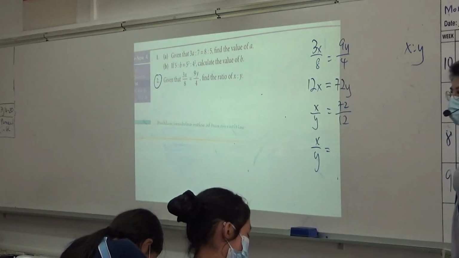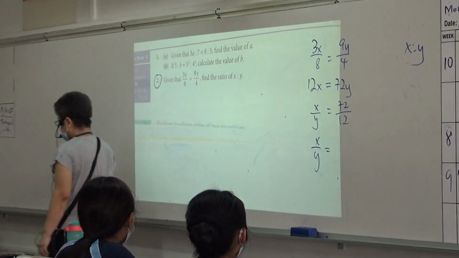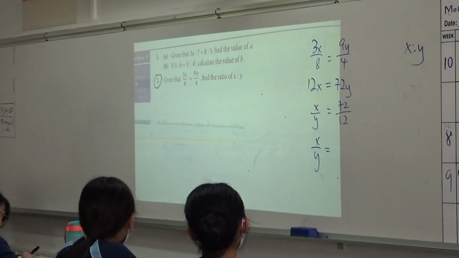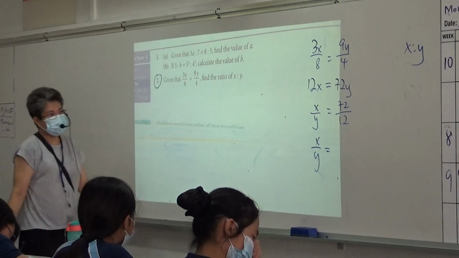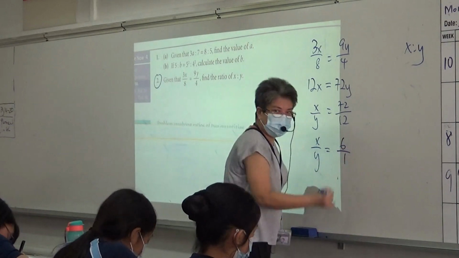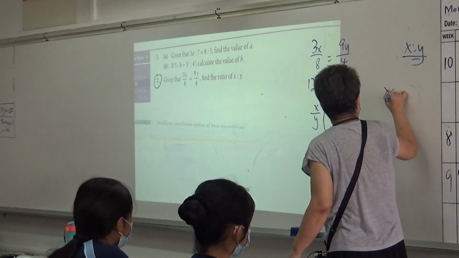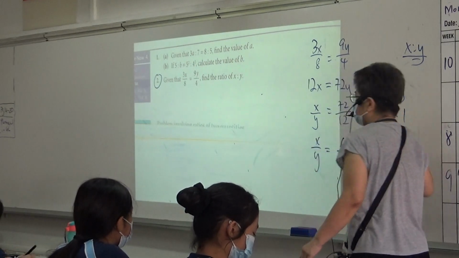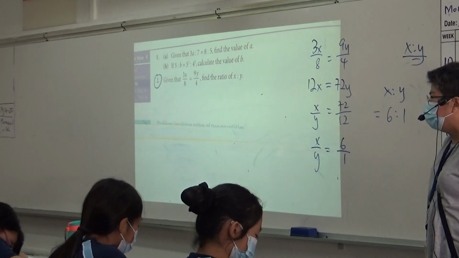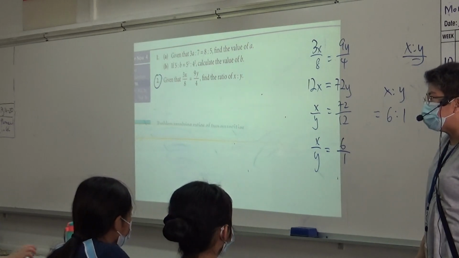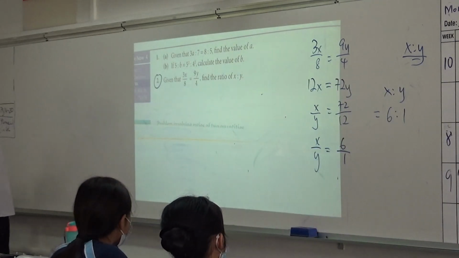Haven't finished yet. Simplest form. Divide by what? Divide by 12. What do I get? 6 over 1, right? Now, this is not the answer. What did the question want? X is to y. So what should it be? 6 is to 1. You cannot leave it like that. It's wrong. They want it in terms of ratio. Is everyone clear? Yes or no? Yes, okay.